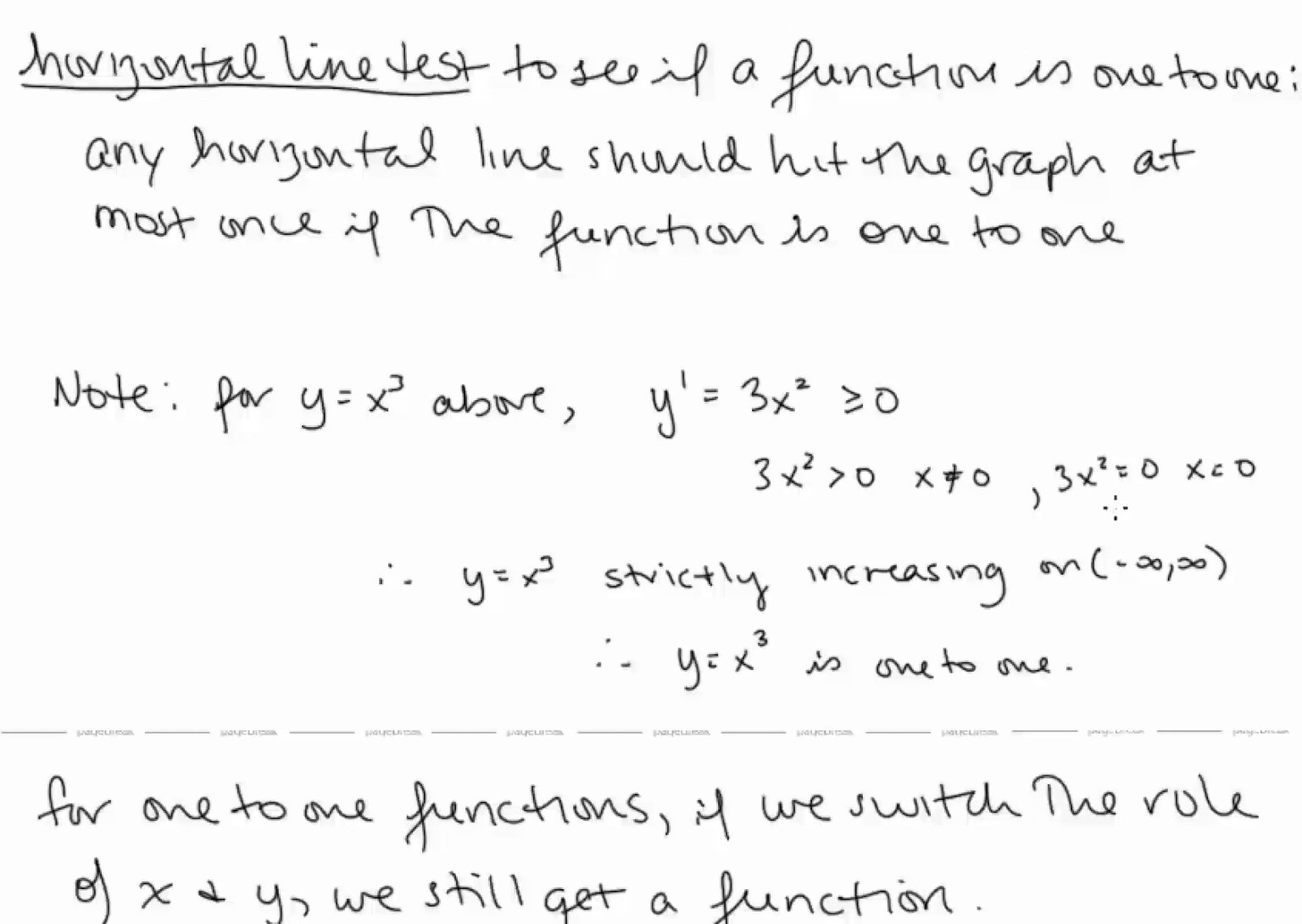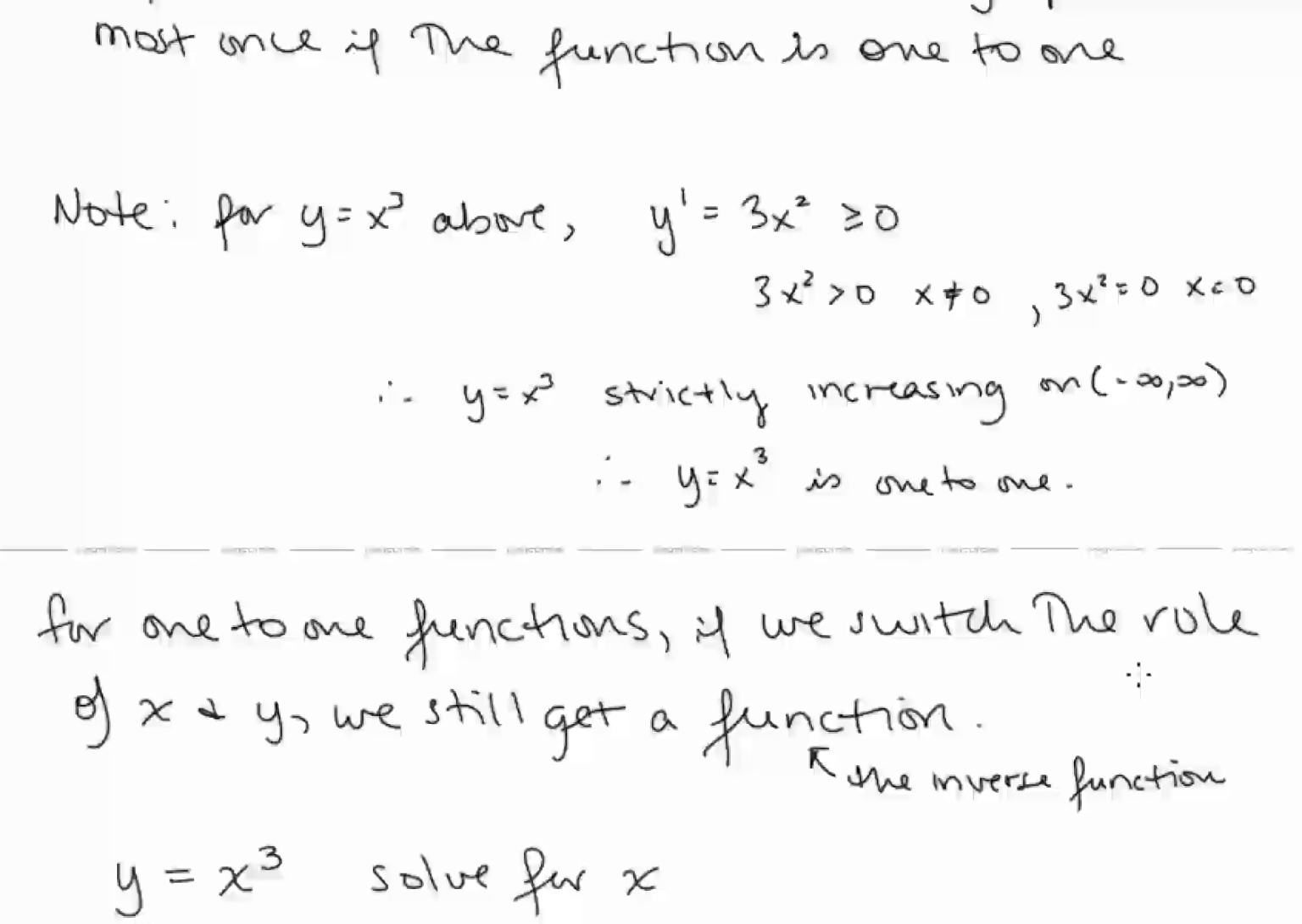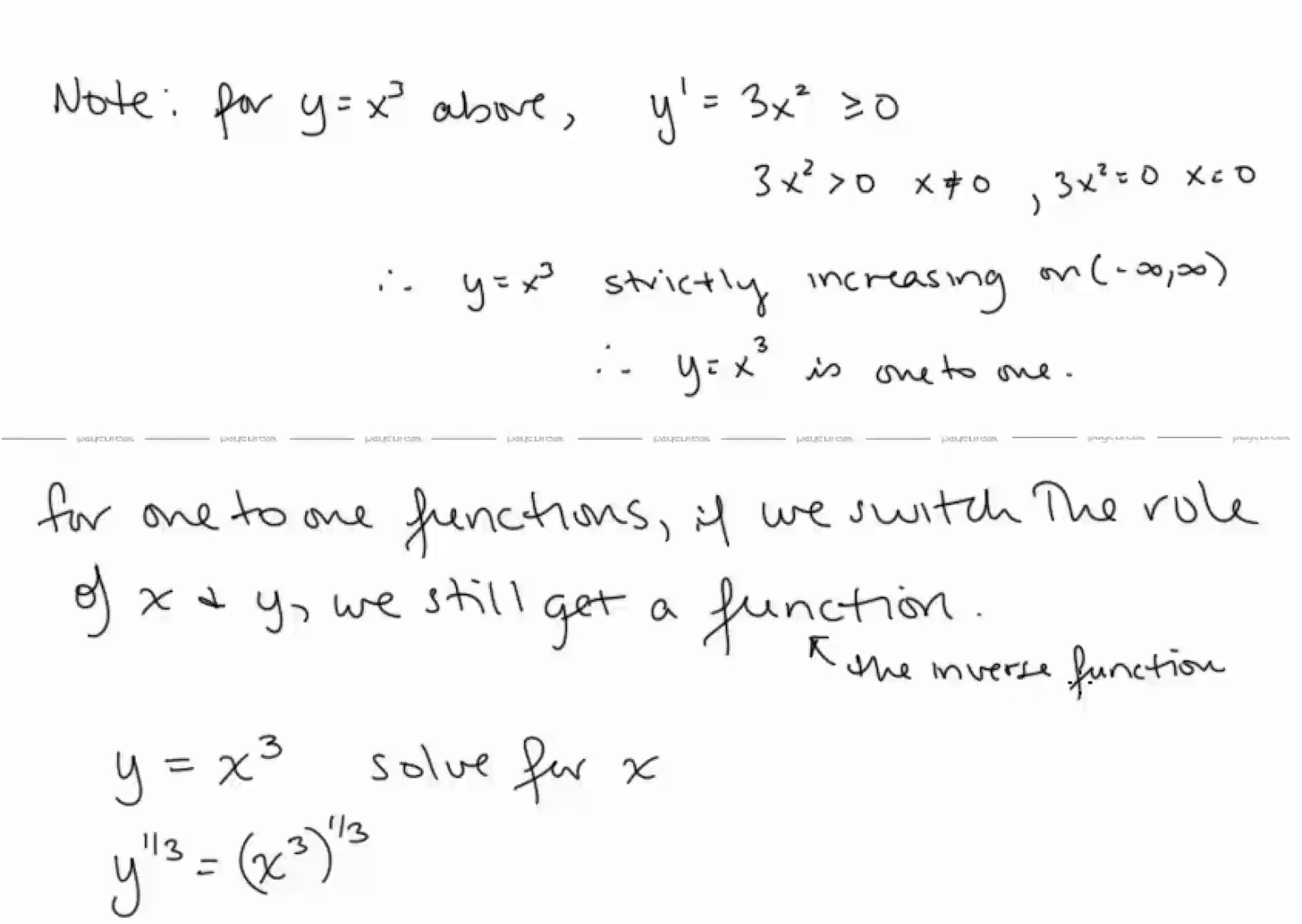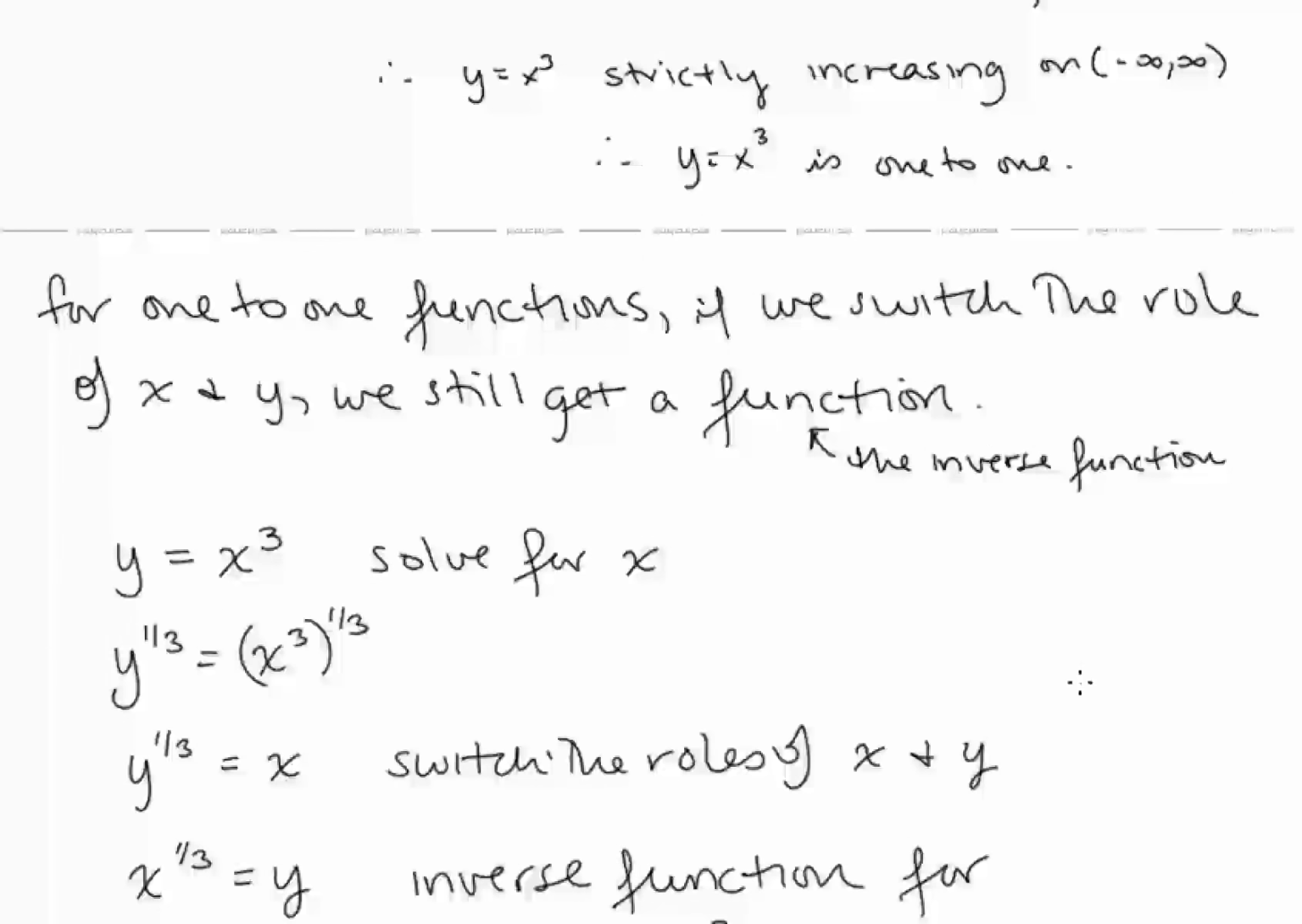It has one point at which the slope is horizontal and then continues to increase. That makes this graph strictly increasing on the entire real line. And that will tell us that our function is one-to-one. Now, the nice thing about one-to-one functions is that if we switch the role of x and y, we still get a function. And that we're going to call the inverse function.